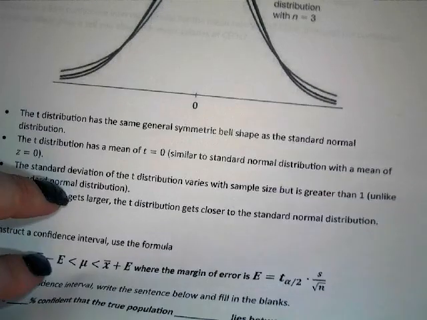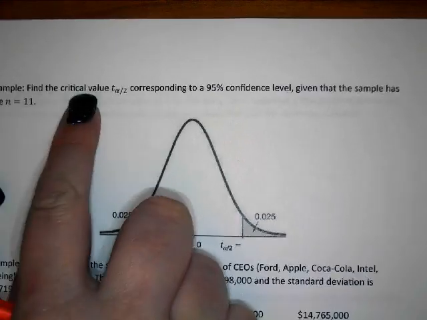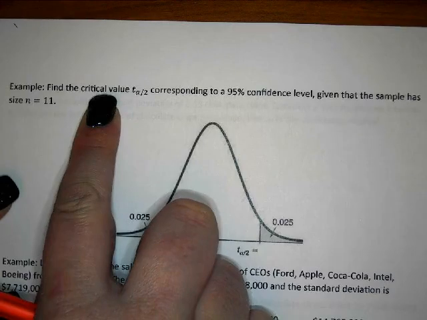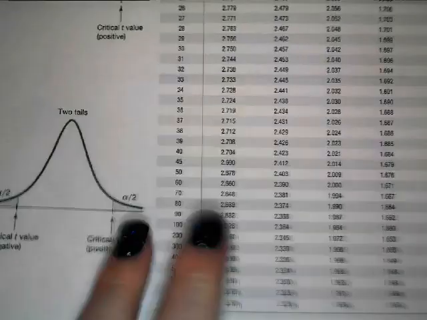Okay, so we're going to go ahead and first look at how to find a critical value when we're talking about a t value. If you looked on Moodle, there is a t distribution table that looks like this.